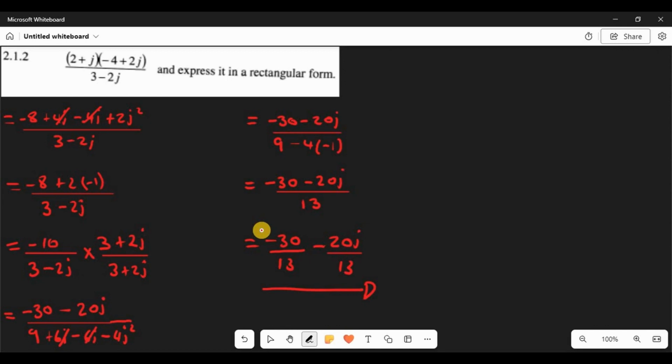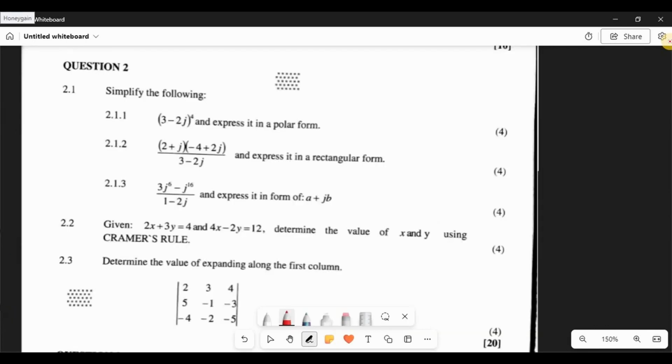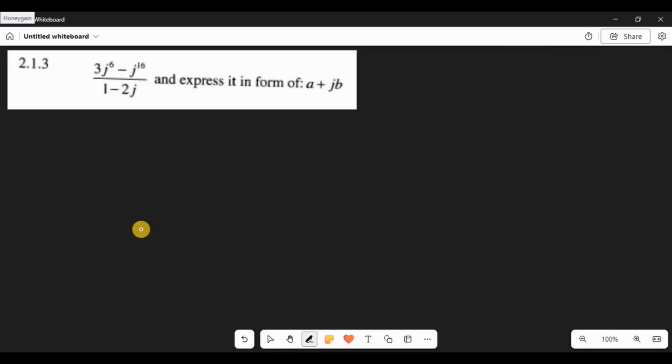Now that we are done with 2.1.2, how about we do 2.1.3? Alright guys, so let's look at 2.1.3. Again, on this one, guys, they want us to simplify this and leave it into that expression here, which is the polar form. So let me copy this question and then paste it somewhere with a space so that we can be able to solve it. So let's do it, guys. Here, we are supposed to simplify this expression that you see here.